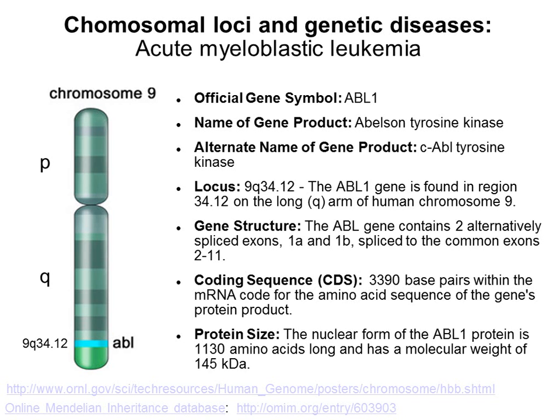There's a short arm called the P, a long arm called the Q, and there are addresses along these two arms that are coded by numbers. So the ABL gene coding for the Abelson tyrosine kinase, which is the guy that's gone off the reservation here in the patient with AML. This gene is located on chromosome 9 on the Q arm, position 34.12. So this number refers to the position along the chromosome.